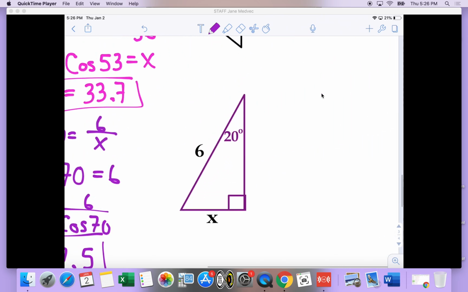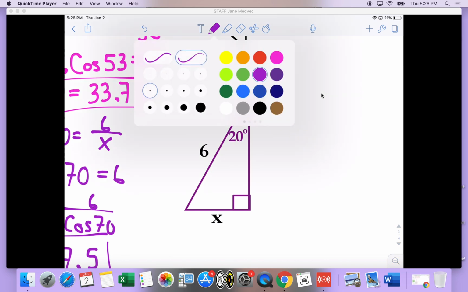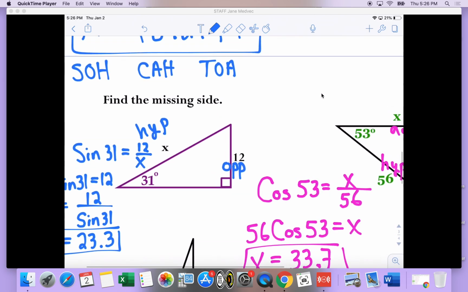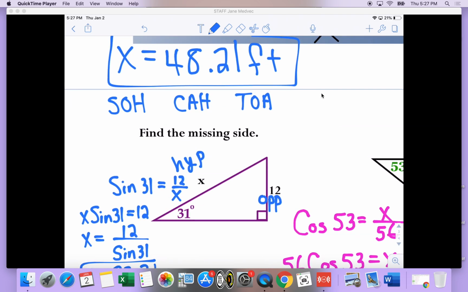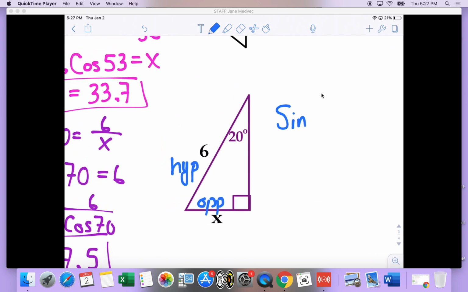All right, let's look at this last one in our examples. Again, I'm going to look at my 20 degrees, because that's why they gave it to me, and at how my sides are in relation. This is the hypotenuse. This is the opposite, since it's not next to the 20 degrees. Looking at my trig identities, opposite and hypotenuse would be sine. So I'm going to pick up sine of 20 degrees, and put my opposite over my hypotenuse. I'm going to multiply both sides by 6.